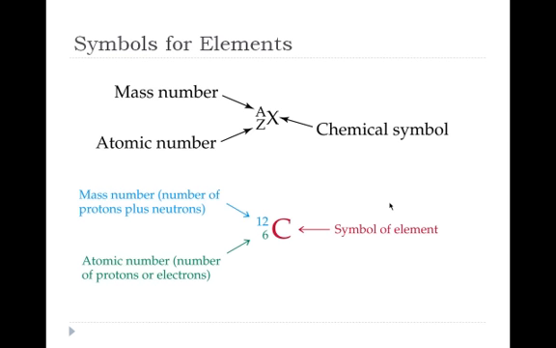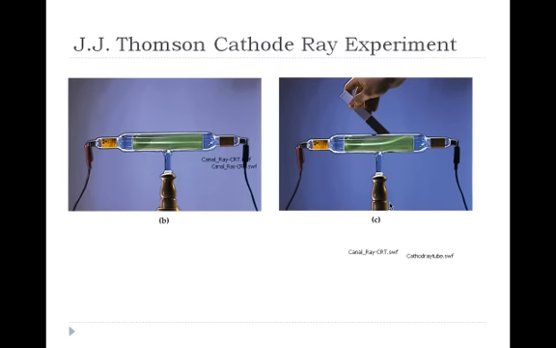So the mass number is the sum of the total number of protons and neutrons. So if I want to figure out the number of neutrons, I have to take the blue number and subtract it from the green number. 12 minus 6. It's an easy way to remember it. To count neutrons, you just take the bigger number and subtract the smaller number. And the smaller number is always your protons and electrons if it's a neutral atom.